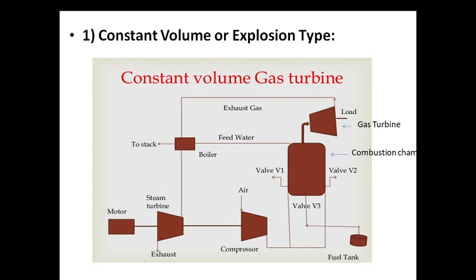Atkinson cycle. Air is taken from the atmosphere by the compressor. The pressurized air enters the combustion chamber through valves V1 and V2. The valves V1 and V2 are closed after the combustion chamber is filled. The required amount of fuel is injected into the combustion chamber through valve V3 and then closed. The air-fuel mixture is ignited by means of an electric spark.